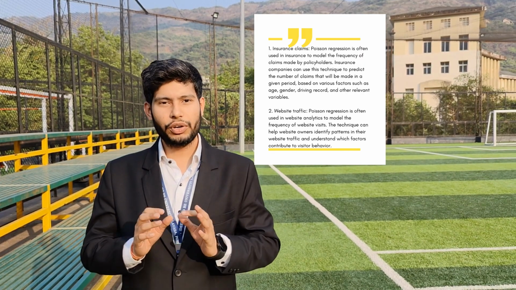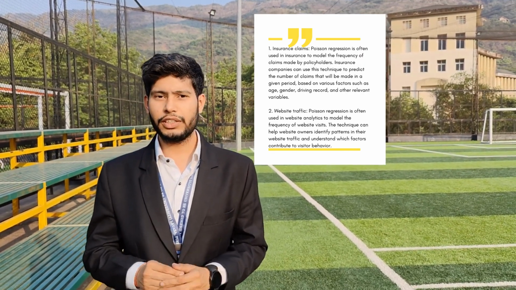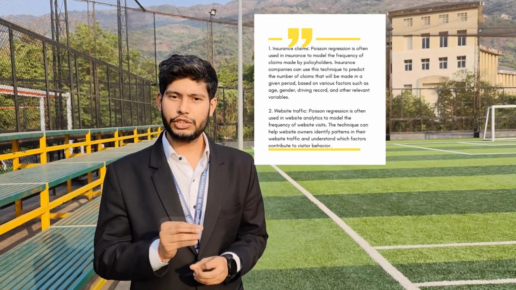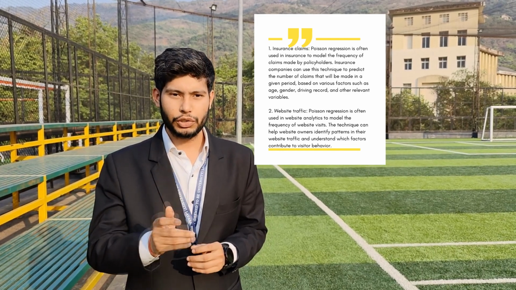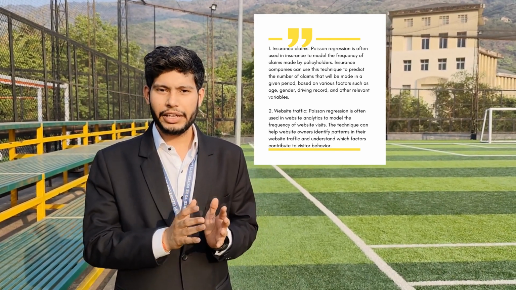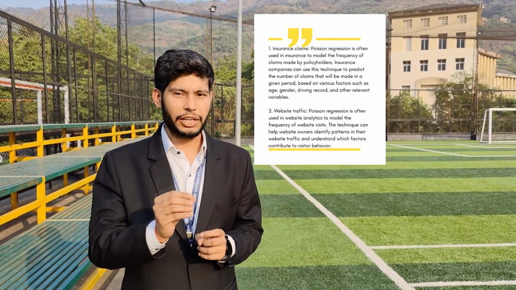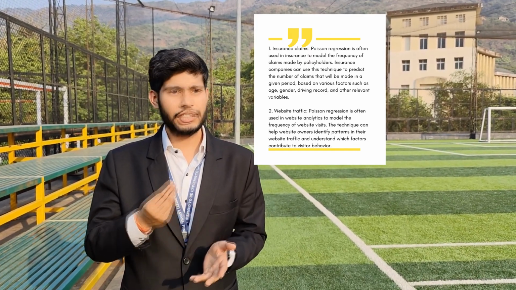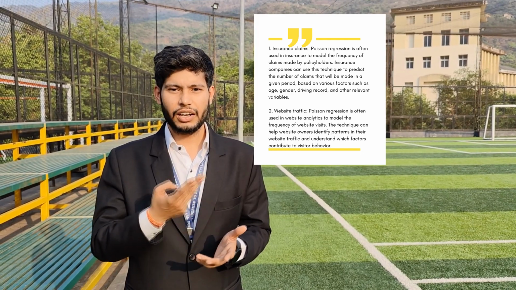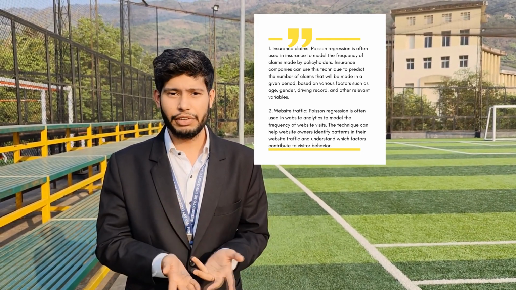Some of the applications of Poisson regression are as follows. The first one is insurance claims. Poisson regression is often used in insurance to model the frequency of claims made by policyholders. Insurance companies can make use of this technique to predict the number of claims that will be made in a given period of time based on various factors such as age, gender, driving record, and many other relevant factors.